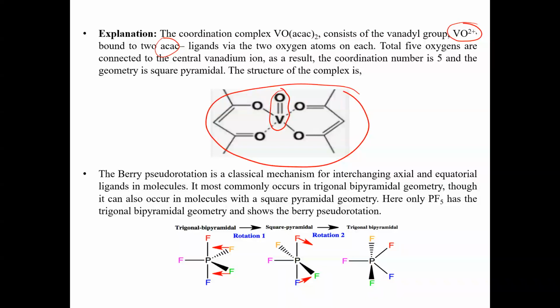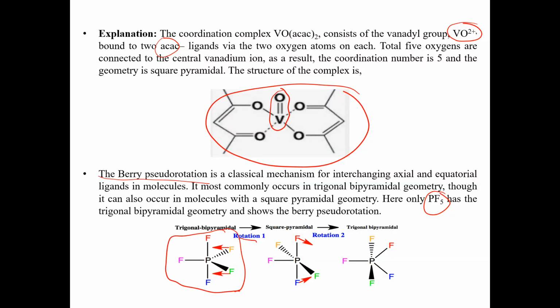Okay, so as I have already explained, this rotation is a classical mechanism for interchanging axial and equatorial ligands in molecules. It most commonly occurs in trigonal bipyramidal geometries, although it can also occur in molecules with a square pyramidal geometry. Here, only phosphorus pentafluoride has the trigonal bipyramidal geometry and shows the Berry pseudo rotation. So you can see this is the typical structure.